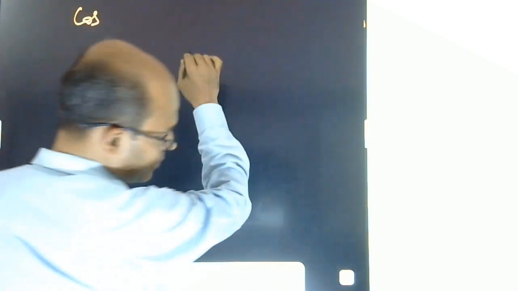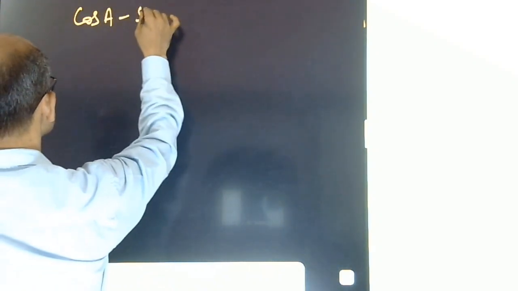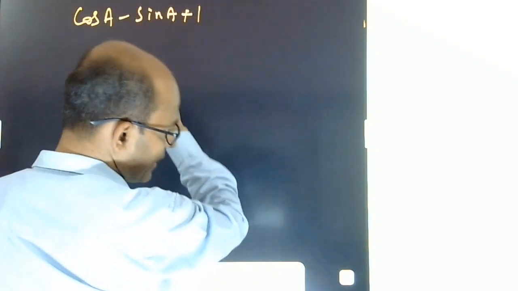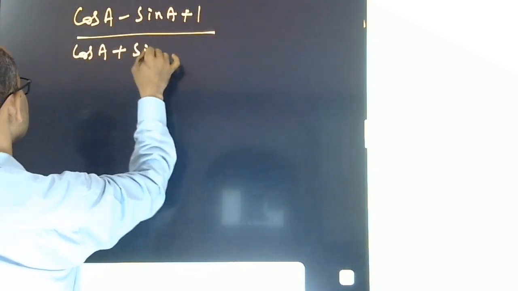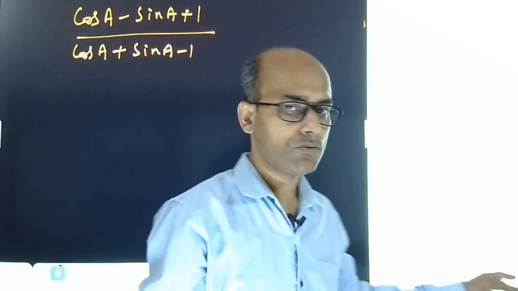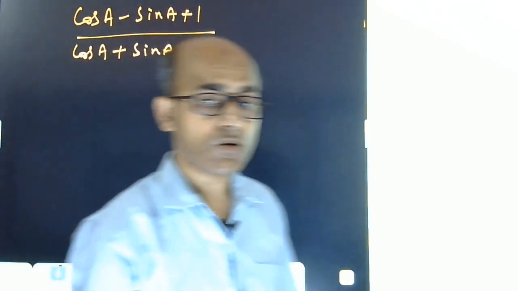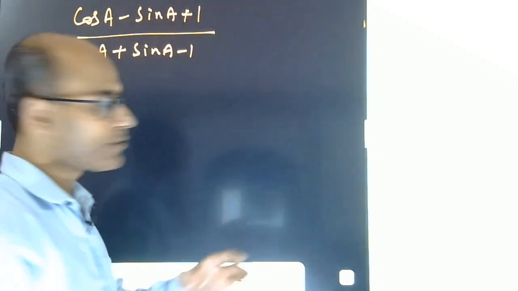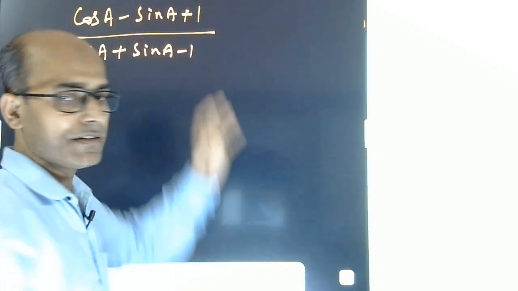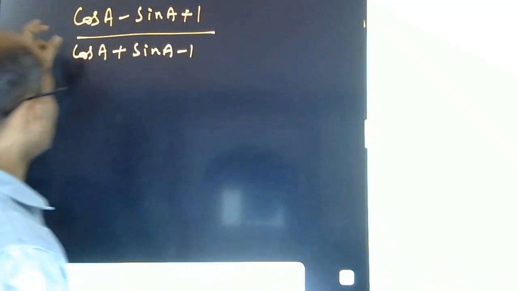I can assure you one thing, that is, (cos A minus sin A plus 1) divided by (cos A plus sin A minus 1). In the question it is given that we are required to use the identity cosec square theta minus cot square theta is equal to 1. It means that we are required to change this numerator and denominator in terms of cosec theta and cot theta.